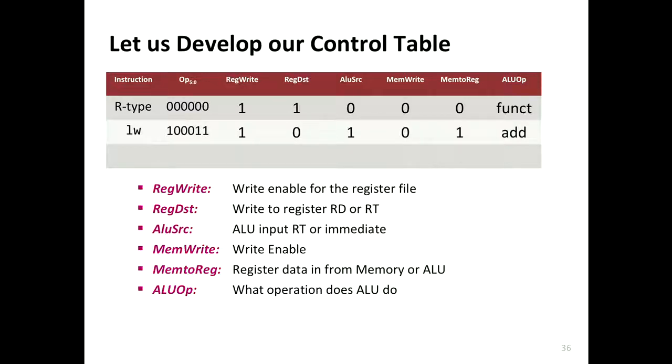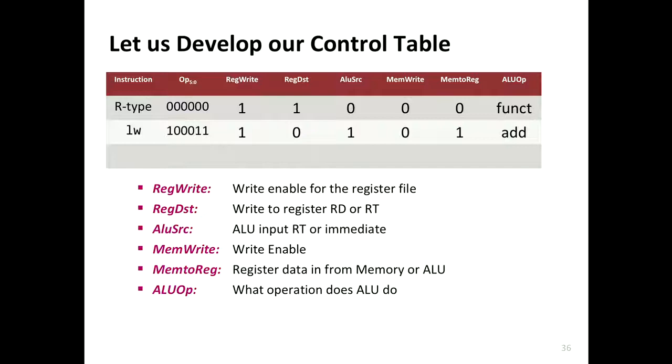Similarly, you are going to write into RT and not RD, because it's a load word instruction and you don't have the third operand. So you're not going to have a destination like the RD register. Instead, you're going to use RT, so RegDst is going to be zero. And ALU source. Which one will you choose? You're going to have to choose the immediate value as well, right?